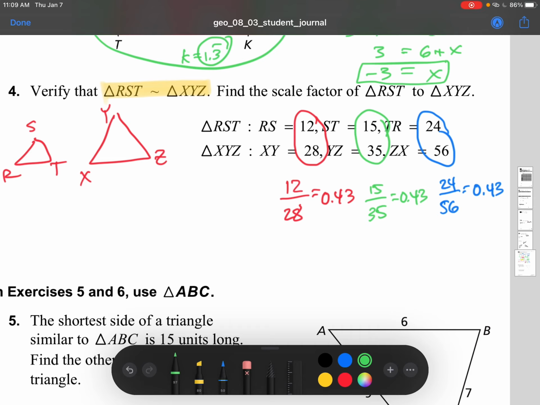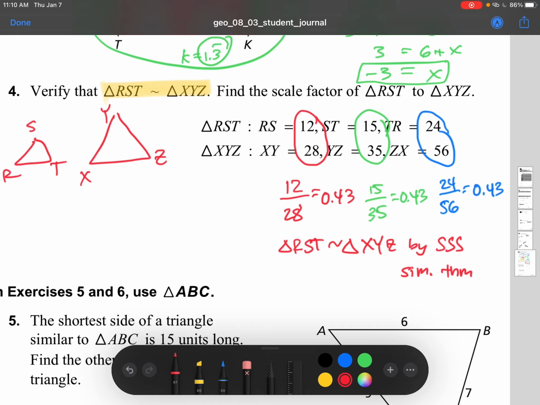Since we've found the ratio of the short side, which was red, the ratio of the long side, which was blue, and the ratio of the remaining side, which is green, and that ratio is the same for all three sides, that basically proves, by the side-side-side similarity theorem, that the two triangles are similar. So triangle RST is similar to triangle XYZ by the side-side-side similarity theorem. All three pairs of sides form the same ratio.